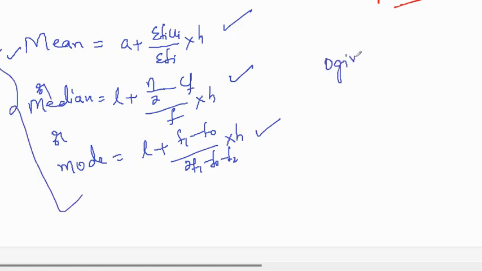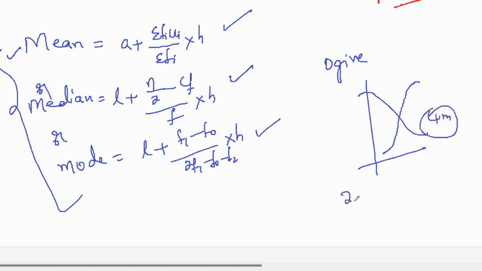Similarly, the Ogive curve. You have to draw either more than Ogive or less than Ogive, which is very important for 4 marks. So two questions from statistics, either from mean, median, mode and the Ogive curve, you can expect for tomorrow's exam.